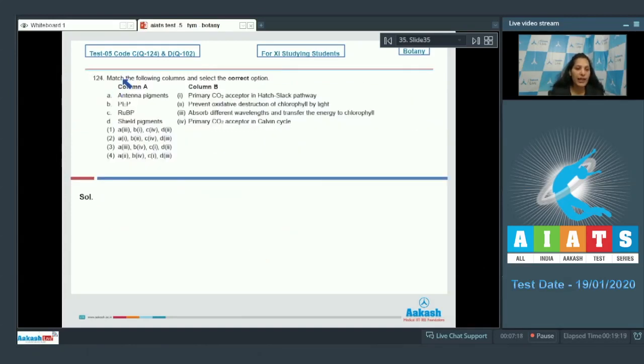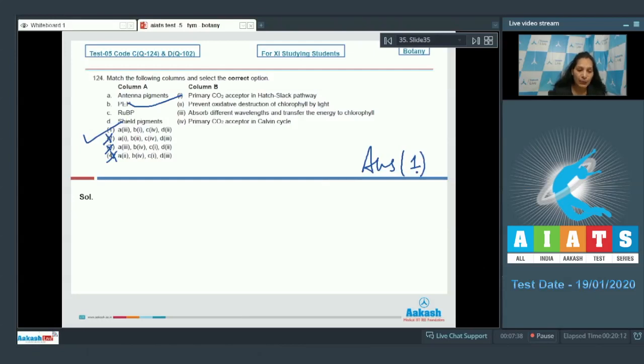Question number 124, match the following columns and select the correct option. Now, in column A, 4 items are given. You can choose any of them if you know even any one of them. For example, let us suppose I am taking PEP, because I know about PEP. Phosphoenol pyruvate, it is the primary CO2 acceptor in the Hatch and Slack pathway or the C4 pathway. So A matches with first. Now, options 2, 3 and 4 all are ruled out because only in the first option, PEP is matching with first. So you have got your answer by knowing a single item. So the correct option for the given question is option number 1.